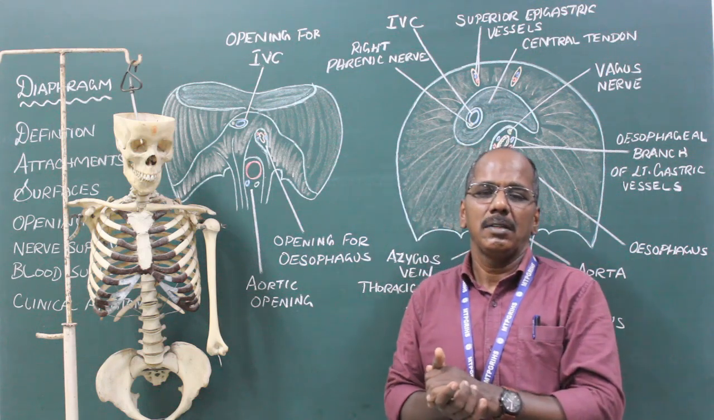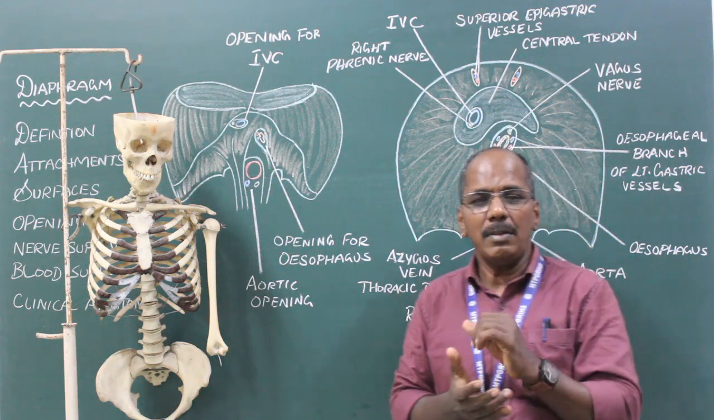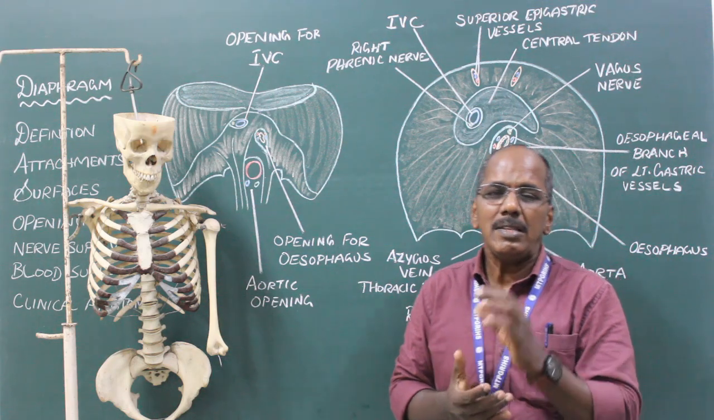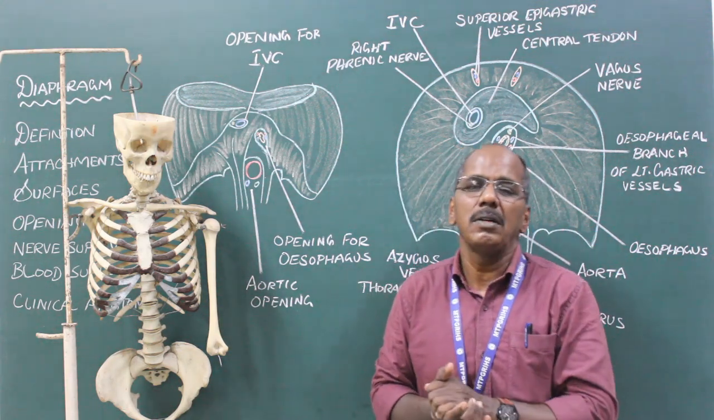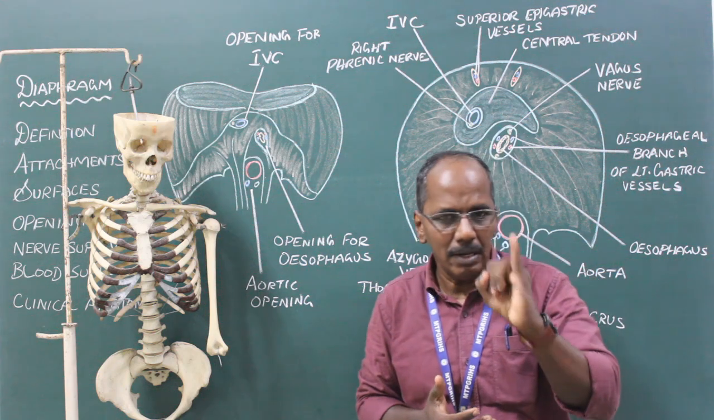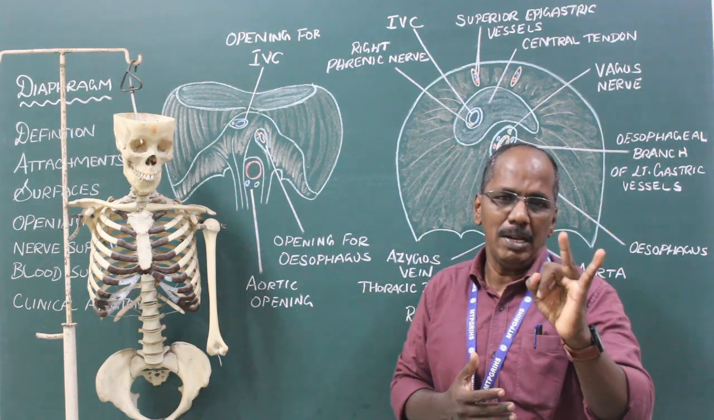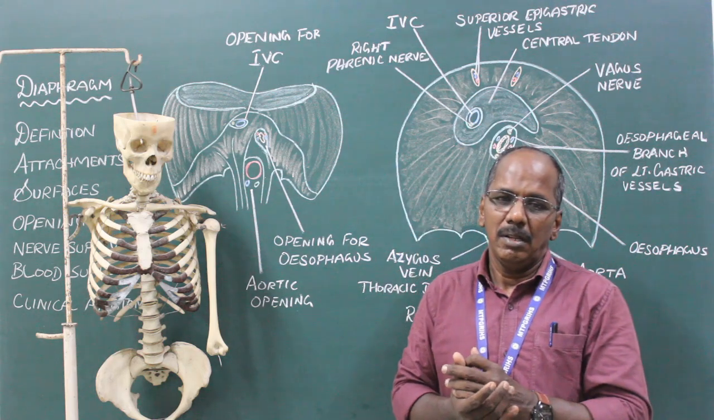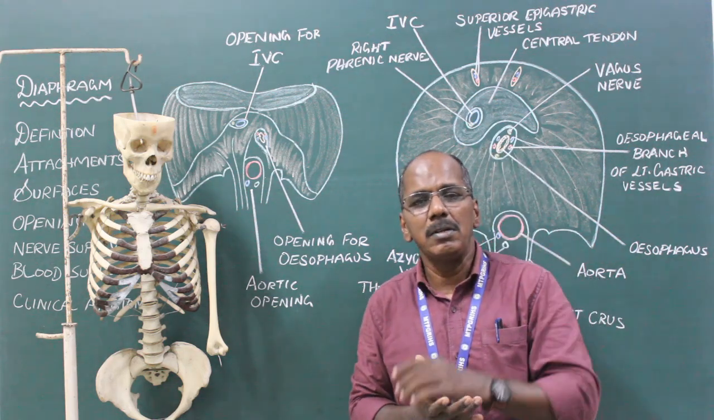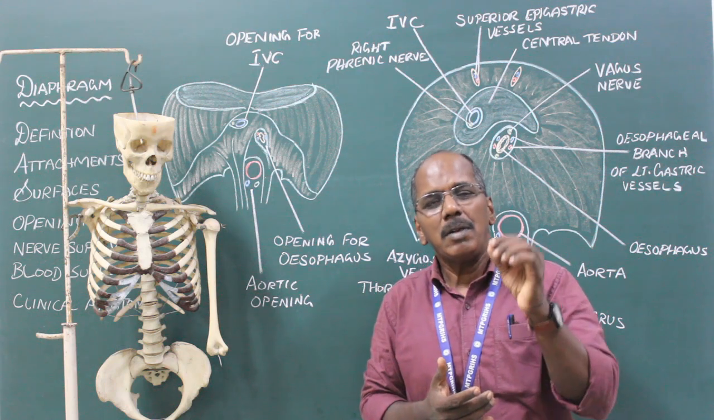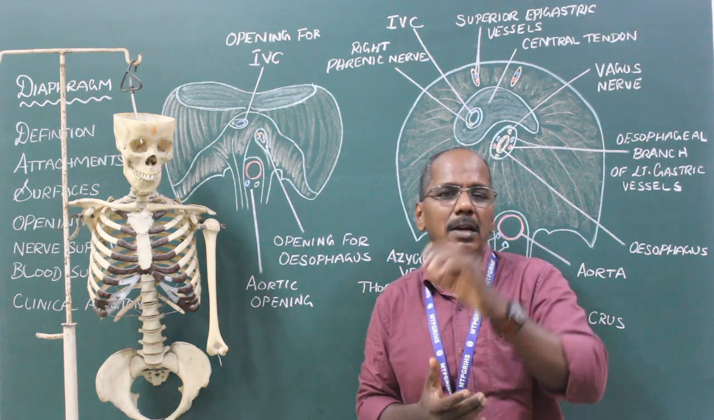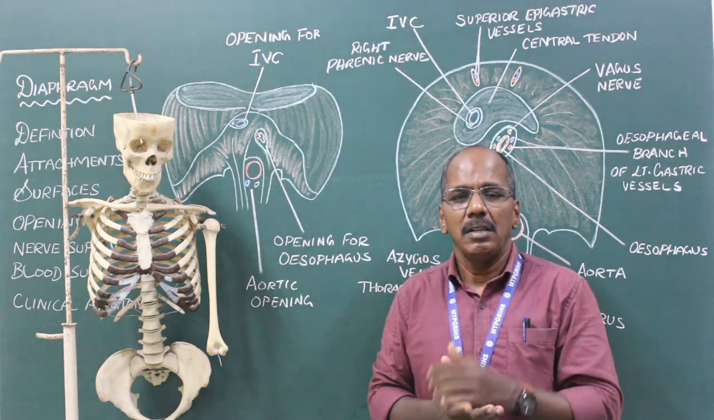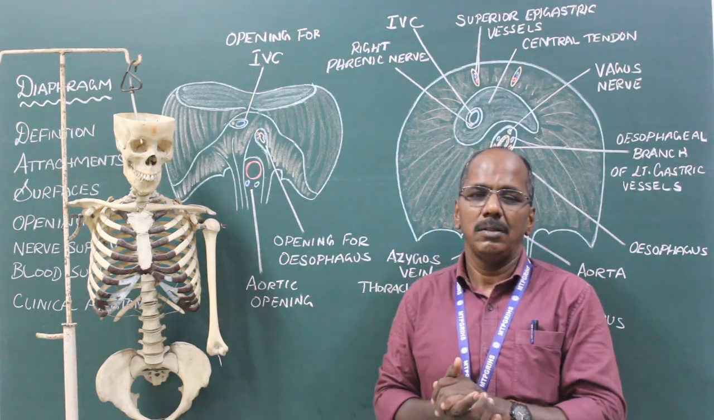Diaphragmatic hernia. It is of two types, congenital hernias and acquired hernias. The congenital diaphragmatic hernias include number 1, posterolateral hernia, number 2, retrosternal hernia, number 3, paraesophageal hernia. The acquired hernia includes number 1, traumatic hernia, that is due to injury. Number 2, sliding or hiatus hernia, which is very commonly found.